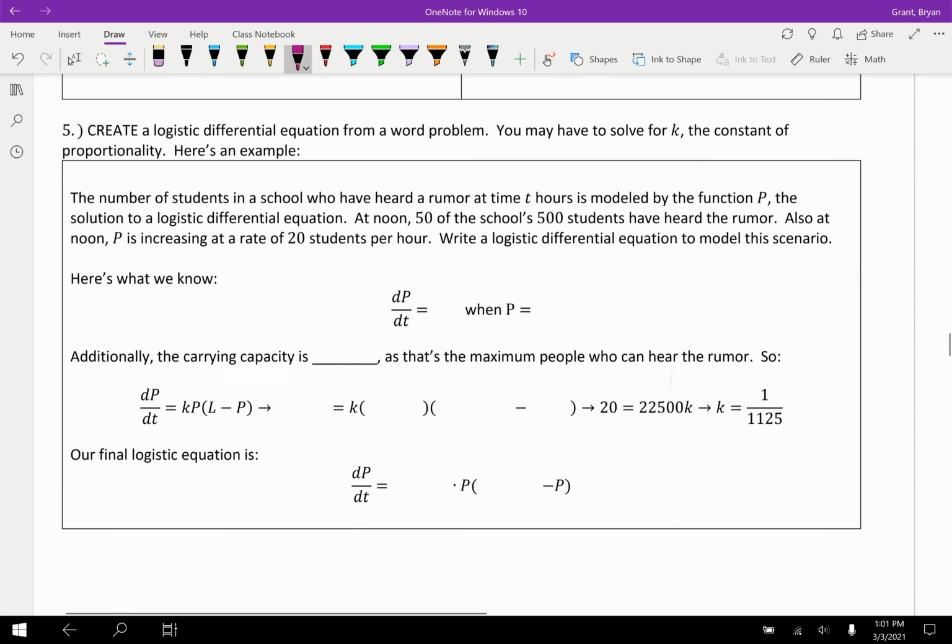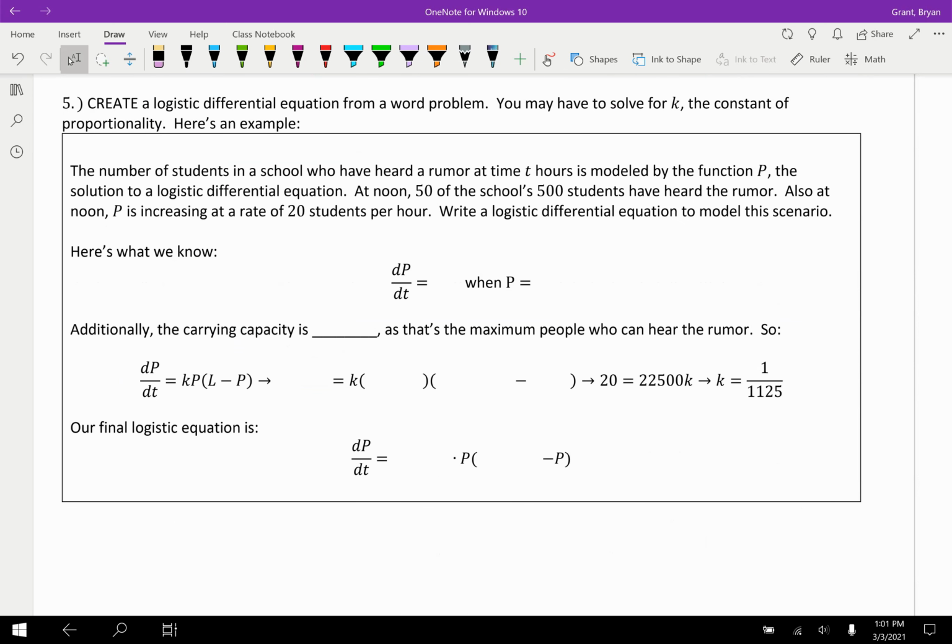What else do we need to do? Well, we only have 2 more main concepts. You should be comfortable creating a logistic differential equation from a word problem. You may have to solve for one of the variables first, typically K, the constant of proportionality. You've probably done that in science before too, right? If you're talking about growth rate or decay rate, you might have had to isolate K. Sometimes you have to use natural logs. It's very exciting. You don't have to do anything like that here.